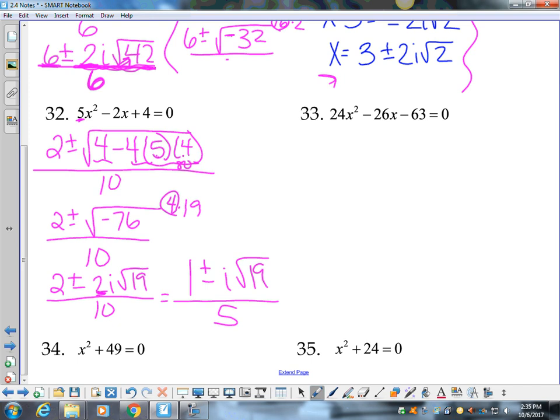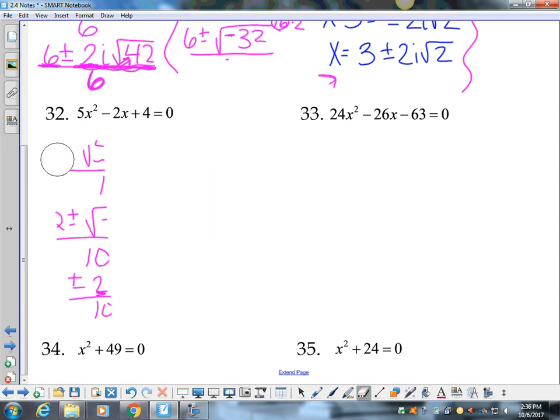Okay, now 33 is a really good problem. Okay, I'm going to erase this so I have room. 33 has large numbers, and there is no GCF. For 24 and 26, the only number that will go into those is 2, and 2 doesn't go into 63. 4 doesn't go, 9, I mean, there's nothing. 7, there's no GCF. This would be a hideous complete the square, so I'm going to go quadratic formula, but it's going to be ugly.